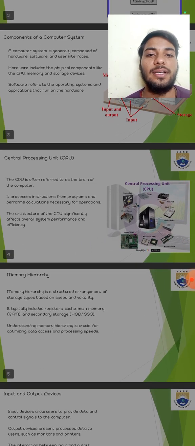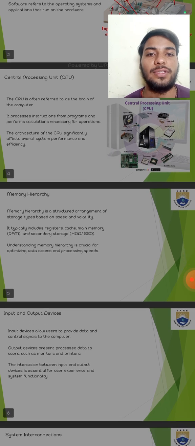Next we have the central processing unit, CPU. Here we can see how the CPU works and what its functions are. The CPU is often referred to as the brain of the computer. It processes instructions from programs and performs calculations necessary for operations. The architecture of the CPU significantly affects overall system performance and efficiency. So the whole performance of the computer system depends on the CPU.